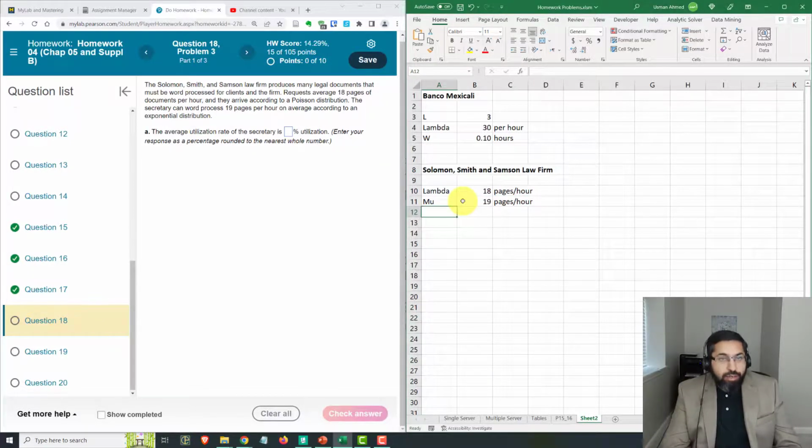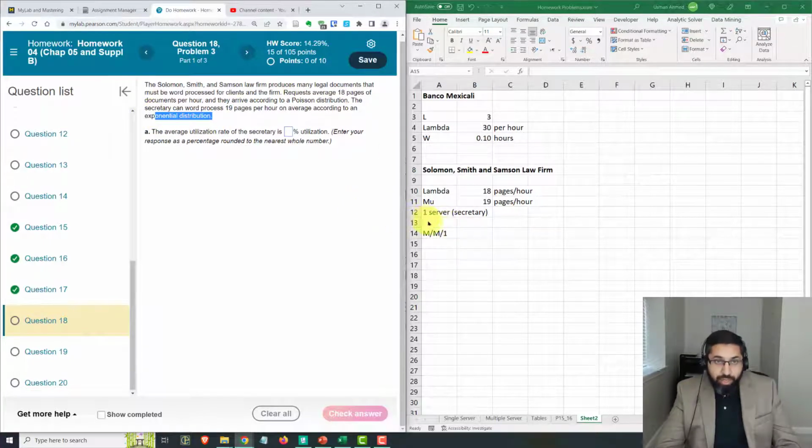Okay. Average utilization of the secretary. So we have one server, which is the secretary, okay, and we have to find their utilization rate. Now, this is going to be an M/M/1 system. Why? Because the arrivals are Poisson and the service happens according to the exponential distribution. So these 2 things, Poisson distribution for arrivals and service times having an exponential distribution, means it's M/M, and there's only one secretary, so it's an M/M/1 system.